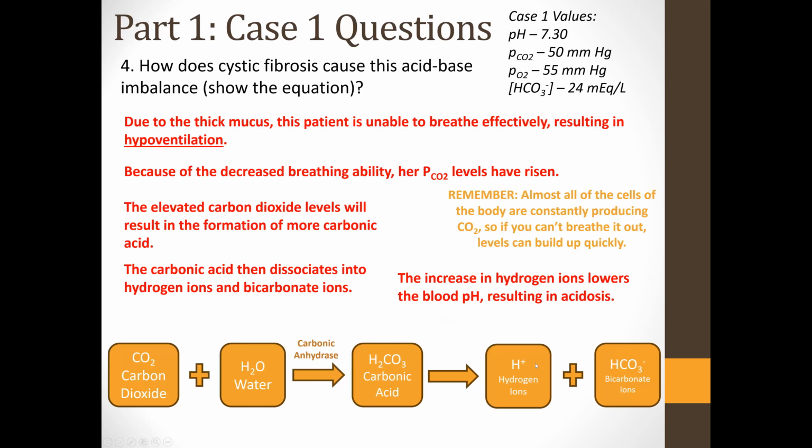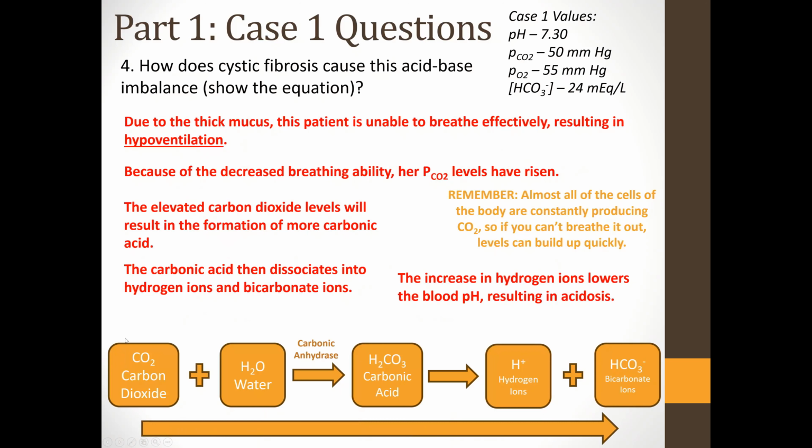So this equation is shifting to the right. We are making more carbon dioxide because we're not breathing enough of it out. And as a result, we are making more acid in the form of hydrogen ions.